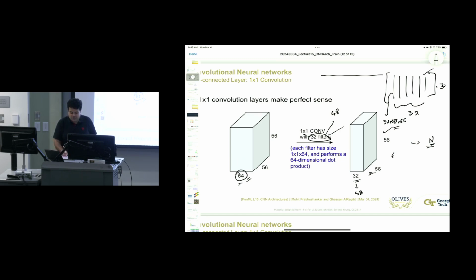So each filter set is 1 cross 1 cross 64. So let me actually put the same numbers here instead of devising my own numbers. So this is basically just a 64 element vector, and each of it is just multiplying within the framework. So this is how you can think of it as a fully connected layer. It's a 64 element vector that is multiplying my 64 channels one by one essentially.